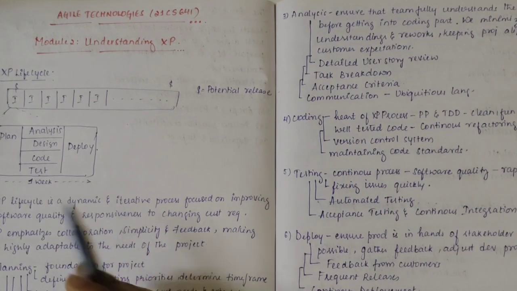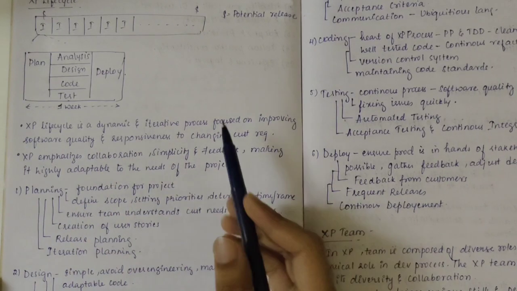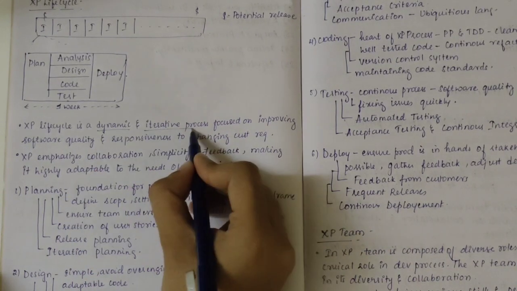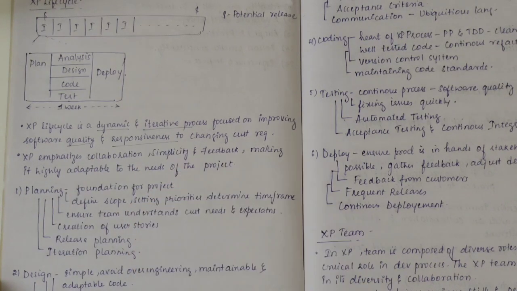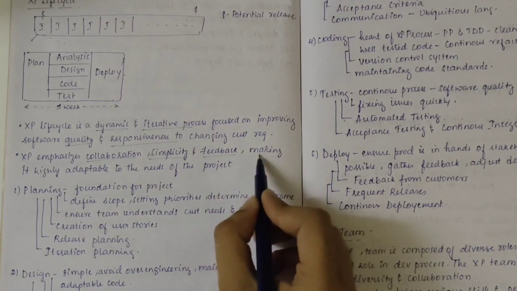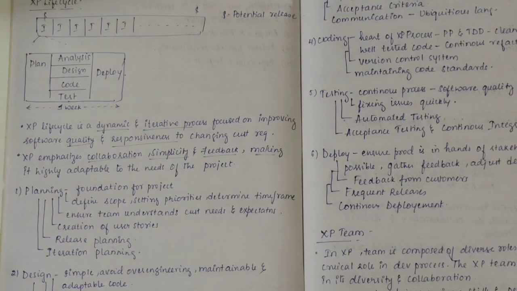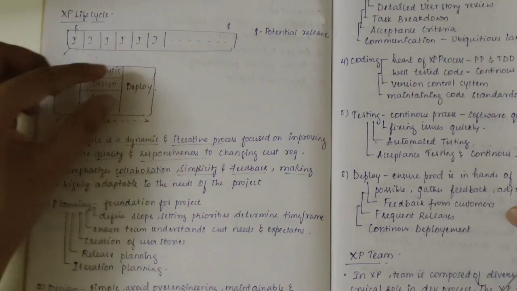Looking at the theory part here, the XP lifecycle is a dynamic and iterative process focused on improving software quality and responsiveness to changing customer requirements. XP emphasizes collaboration, simplicity and feedback, making it highly adaptable to the needs of the project. So this is the intro part of XP. Let's look into each one of these factors.